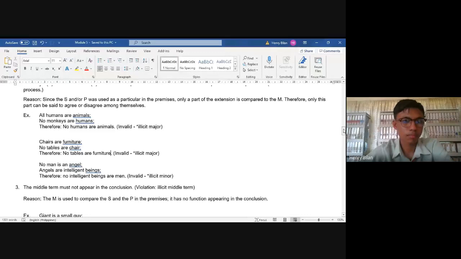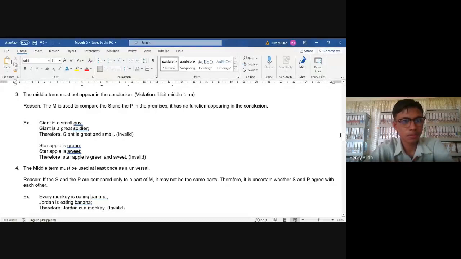Dito sa middle term. The middle term is that appear in the conclusion. Sabi ko kanina, the terms that should be found in the conclusion are the major and the minor terms. The moment that you see the middle term in the conclusion, it means that the syllogism is invalid. Walang puwang yung middle term sa conclusion.